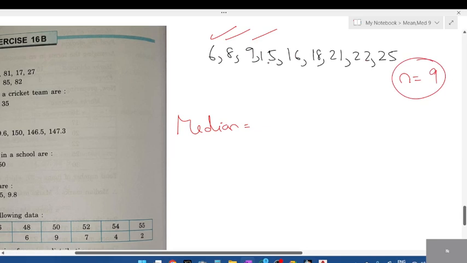9 numbers are there in total. Now, which is the middle term? Tell me which one is exactly the middle term. Did all of you understand how to find the median? Is it clear? First, you have to arrange and look at the exact middle term. What's the answer, students? N is equal to 9. And what's the median? The median answer is 16.